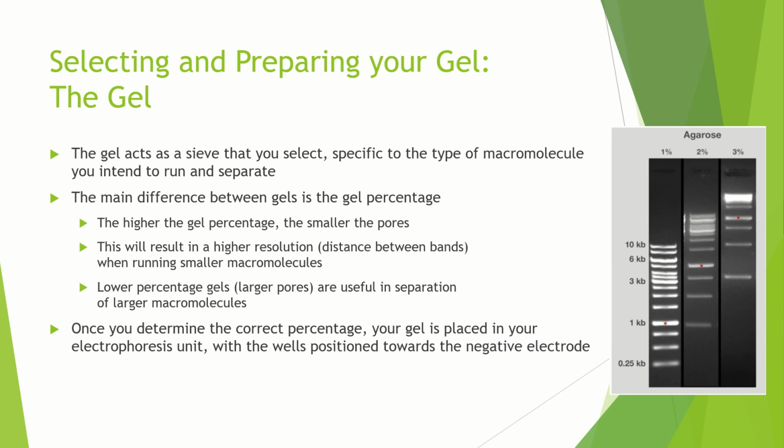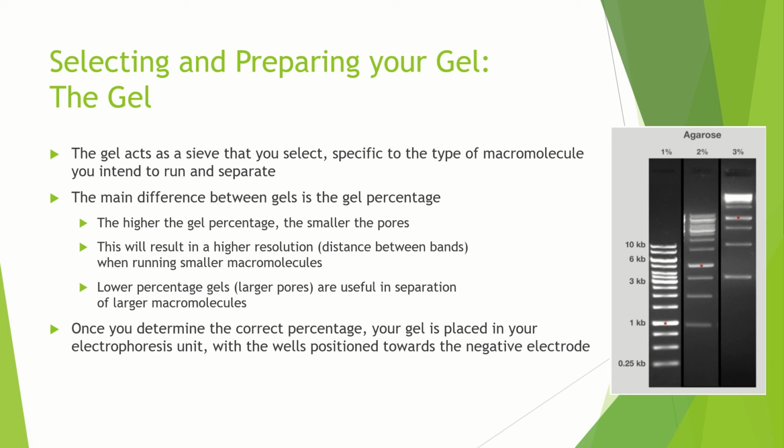The gel acts as a sieve, separating your molecules by forcing them to move through pores. This gel should be specific to the size of the molecules you are running. Gel percentage is related to the concentration. The higher the percentage, the smaller the pores. A higher gel percentage is ideal when you are running smaller molecules and want a greater resolution or distance between bands. Lower percentage gels are useful for separating larger molecules.